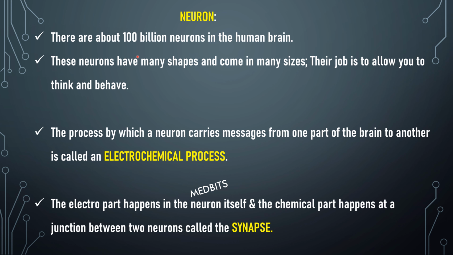Now, there are about 100 billion neurons in the human brain. These neurons have many shapes and come in many sizes. Their job is to allow you to think and behave. The process by which a neuron carries messages from one part of the brain to another is called the electrochemical process. The electro part happens in the neuron itself, and the chemical part happens at the junction between the neurons, called the synapse.